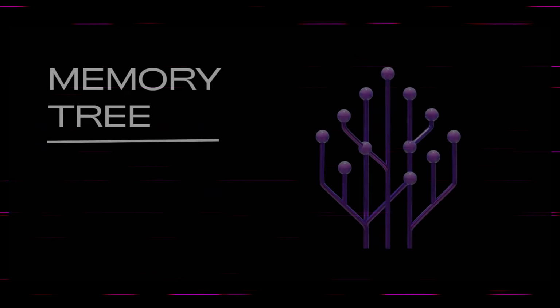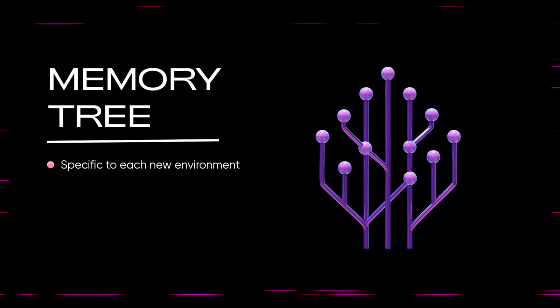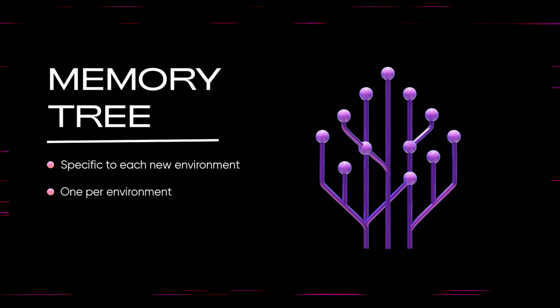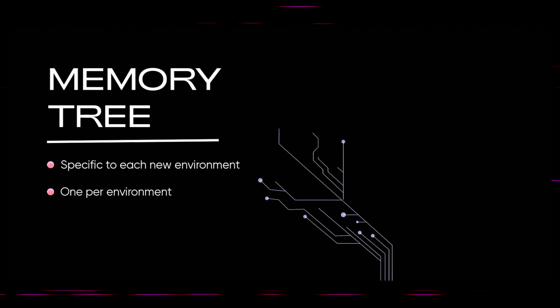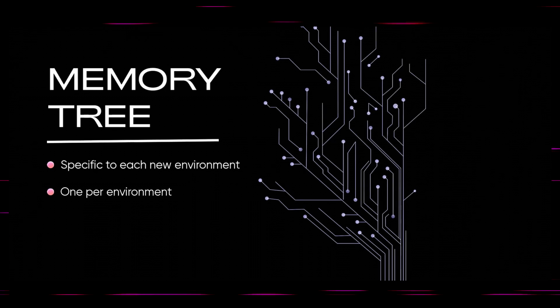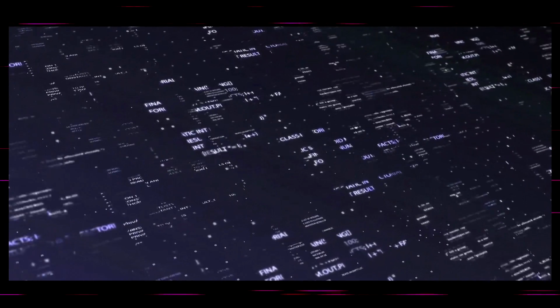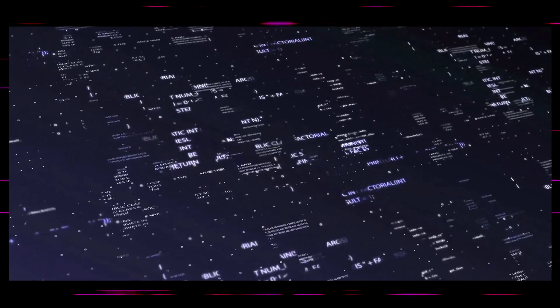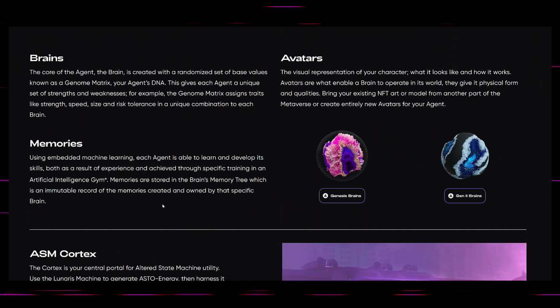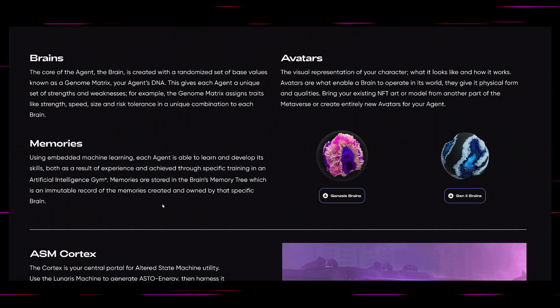So memories: using embedded machine learning, each agent is able to learn and develop its skills, both as a result of experience and achieved through specific training in an artificial intelligence gym. Memories are stored in the brain's memory tree, which is an immutable record of the memories created and owned by that specific brain. So the memory tree is basically how you train that brain, and it is a record of that brain's experience, just like in the real world.